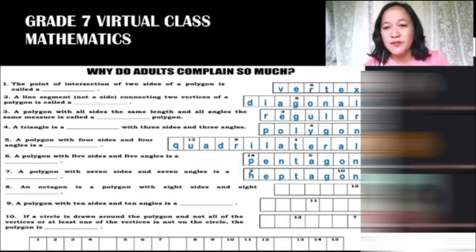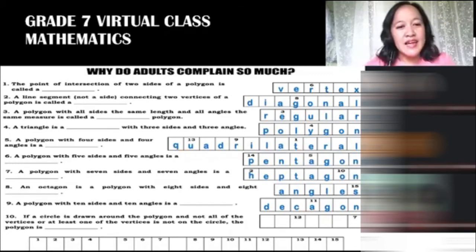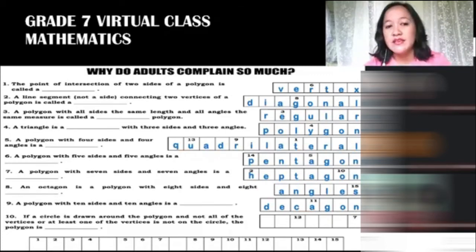8 vertices, we can call it a vertex, but we are looking for angles, okay? Number 9, it is a polygon with 10 sides and 10 angles. What do you call that polygon? Decagon. Decagon, very good.